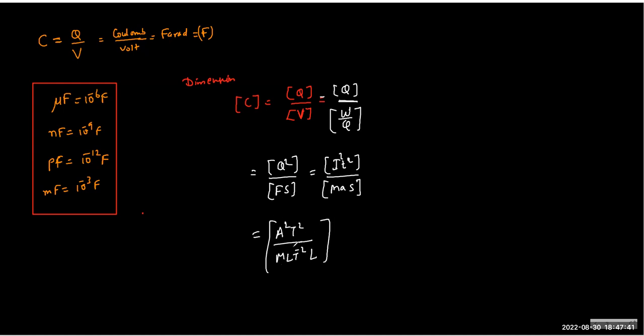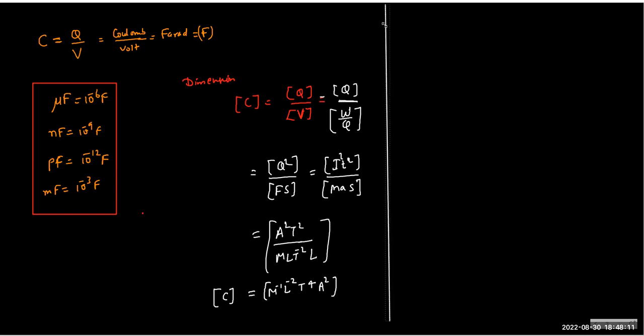Whenever someone asks you to find the dimension, do not get worried. You just keep on writing till you get to more fundamental relationships that you know. Once you know, you can easily get the dimension. This is M minus 1, L square, T power 4, A square. So the dimension of capacitance is this much. Again, it's very easy to remember, something that we must be familiar with.